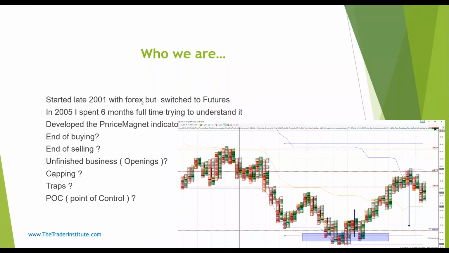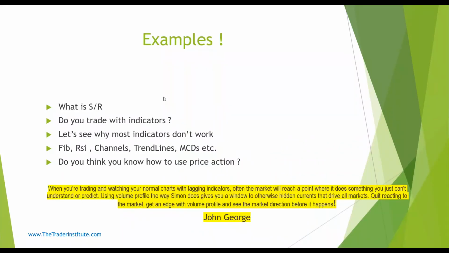Okay, I simplified it. It's very simple now. It's a simple strategy, and it's not very hard to follow. I was able to create the buying pressure, selling pressure. I mean, spot, not create. Do you trade support resistance, or do you trade with indicators? Let's see why most indicators don't work. Can you see your stop loss ahead of time?